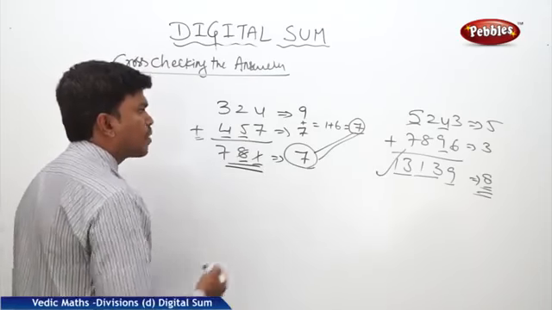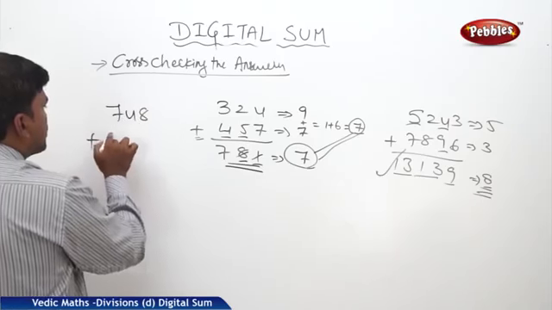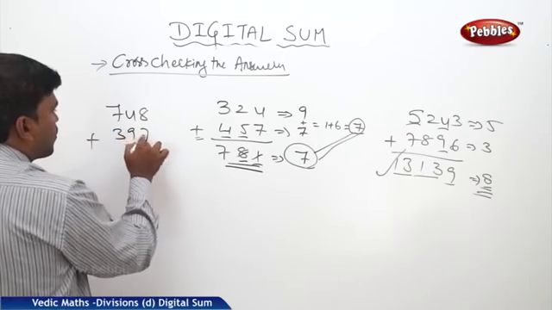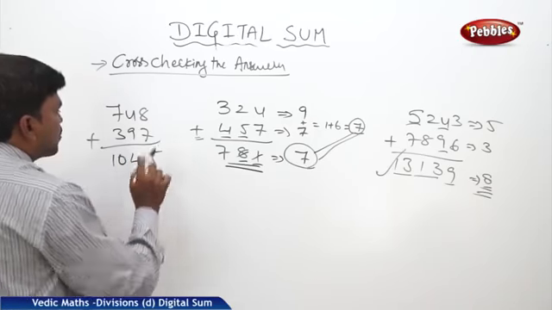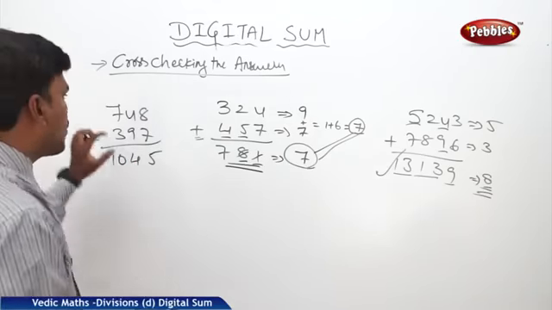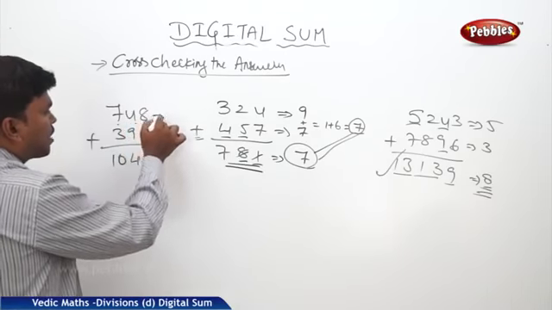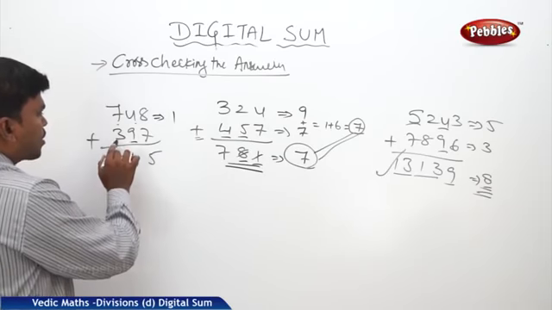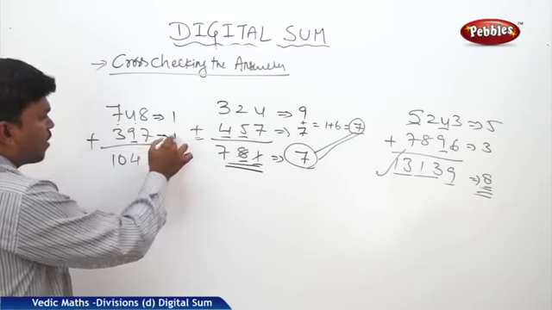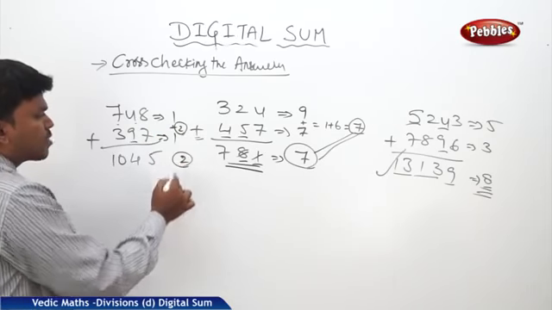Understand? One more example. Suppose 748 plus 397. I want to add this one. 10 but 4, 5, 1045. I got 1045. Now I want to cross check this one. 7, 4 is 11, 11, 8 is 19. 19 means the digital sum is 1. Here 9 you can ignore. 3 plus 7 is 10, again 1. 1 plus 1 is how much? 2. So I should have the digital sum as 2.